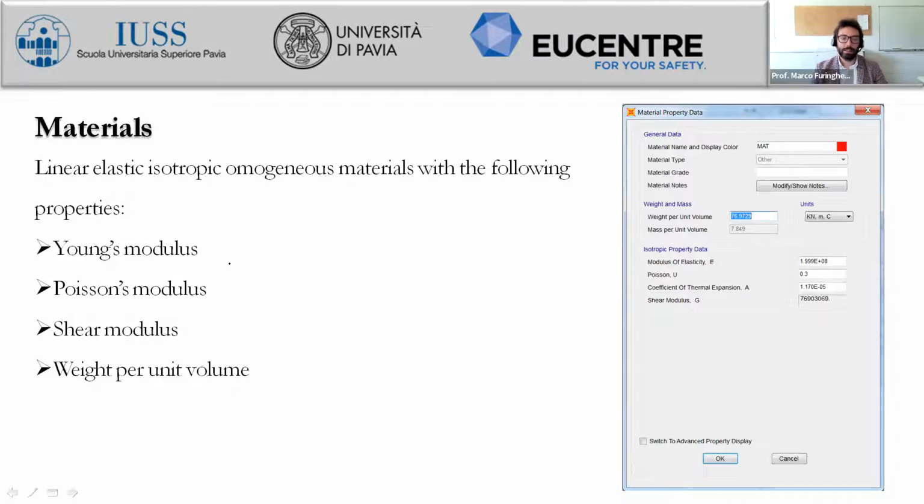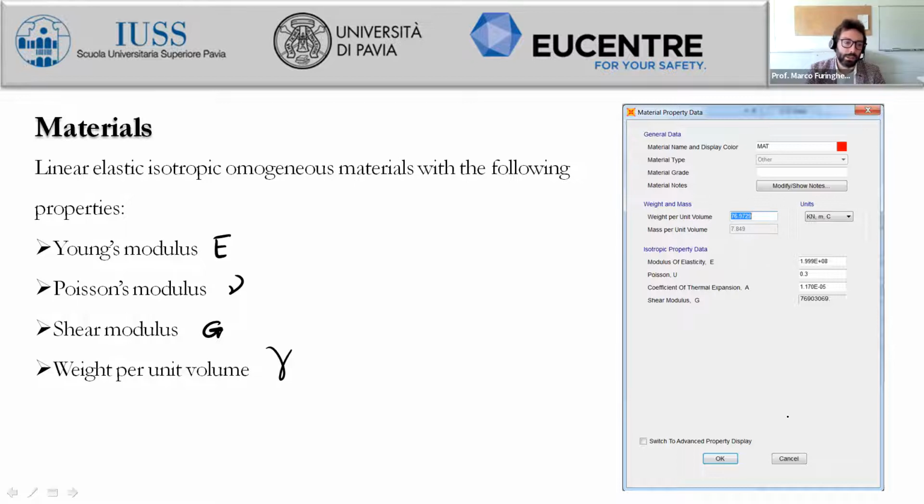So what about materials? SAP 2000, for what we are going to use it, will implement linear elastic isotropic homogeneous materials. So this means that we have just 4 important mechanical properties, which are Young's modulus, which is E, the Poisson modulus, the shear modulus G, and what is generally called gamma, which is the weight per unit volume. And you see that this is an example of a window of the software which leads to the definition of a given material.